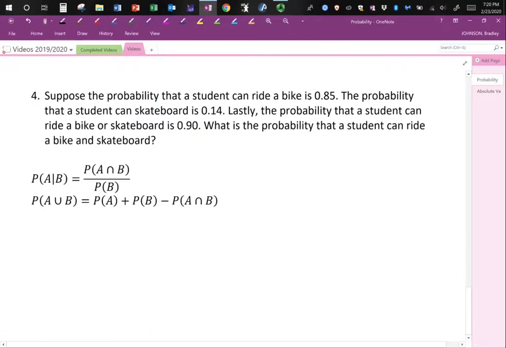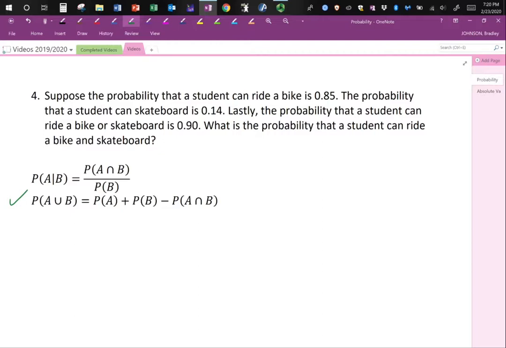Let's go to one more word problem. Suppose the probability that a student can ride a bike is 0.85. The probability that a student can skateboard is 0.14. Lastly, the probability that a student can ride a bike or skateboard is 0.9. What is the probability that a student can ride a bike and skateboard? Notice we were given 1, 2, 3 things, and we're looking for a fourth thing. Knowing that, I can make a good guess that I'm going to be using the addition rule, but let's further investigate to make sure that we're using the addition rule.